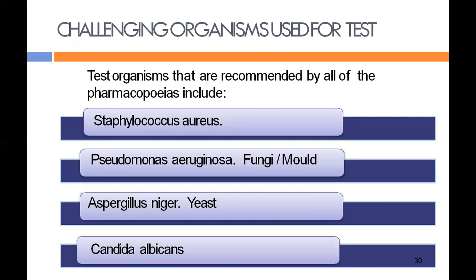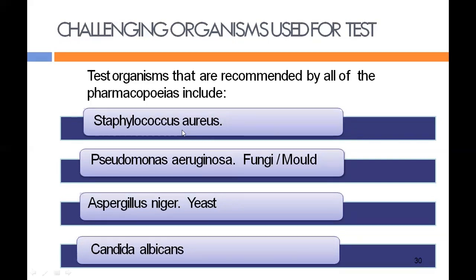Okay, so the challenging organisms, or the organisms which you purposely use for contamination, include these test organisms. It can be Staphylococcus aureus, it can be Pseudomonas aeruginosa, it can be Aspergillus niger, or it can be Candida albicans. There is one correction here. Aspergillus niger is a species of fungi or mold, so this should be here. And Candida albicans is an example of yeast. And these two are bacteria.